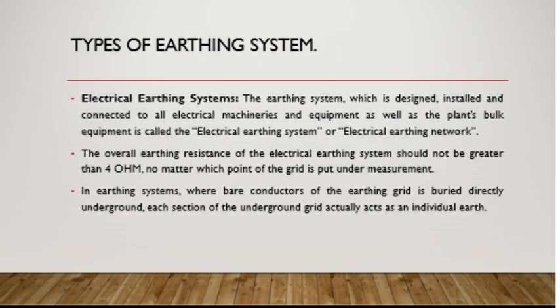Now we have to discuss the last topic for this particular lecture, for this particular video, which is the types of earthing system. There will be two types of earthing system. One will be simply the electrical earthing system, and another will be used at a higher level, that is the industrial level earthing system. In the electrical earthing system, it is simple, we have to remember that the overall earthing resistance for the electrical type of earthing system that we'll be using at the domestic level also should not be greater than 4 ohm.